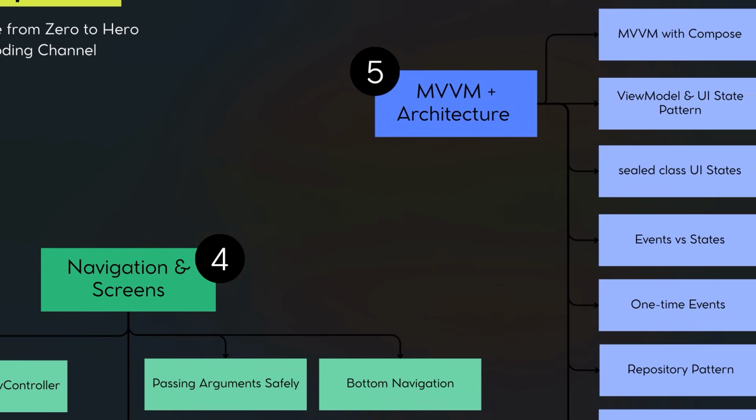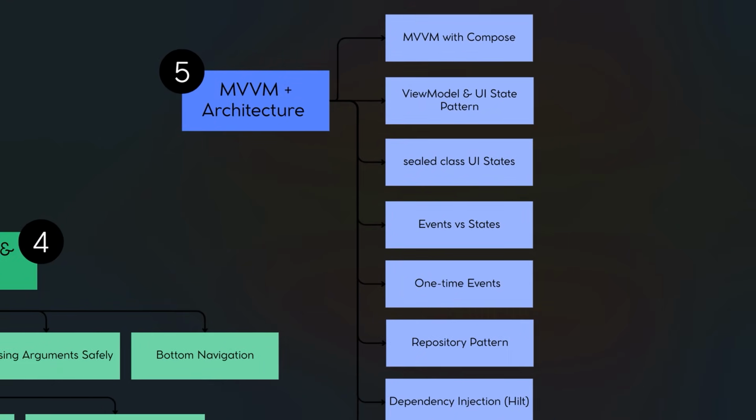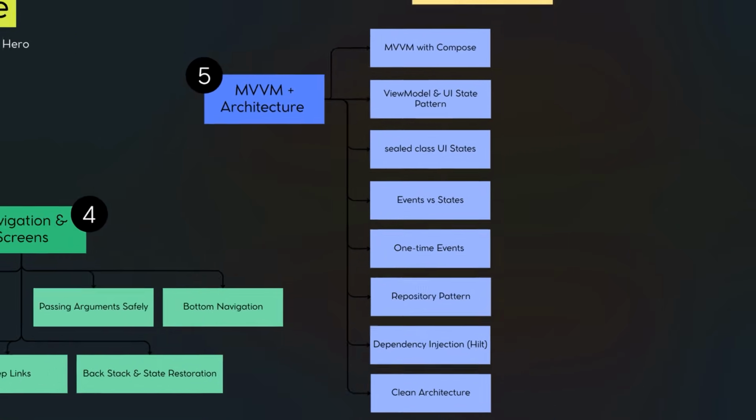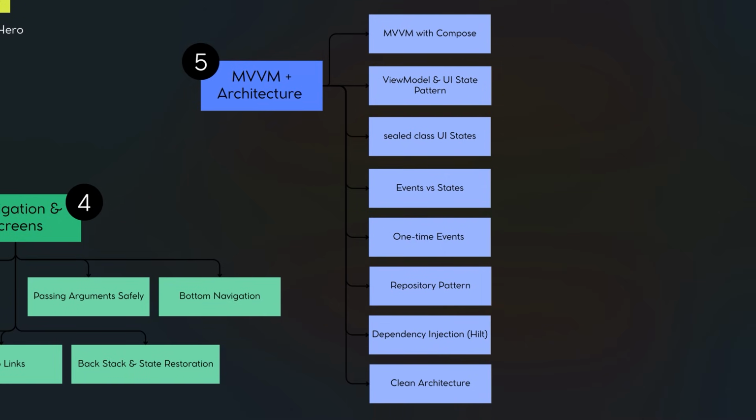Then we'll move to the fifth level, which is MVVM architecture. This is our clean architecture in Android. This is the level that separates hobby developers from professional Android developers.